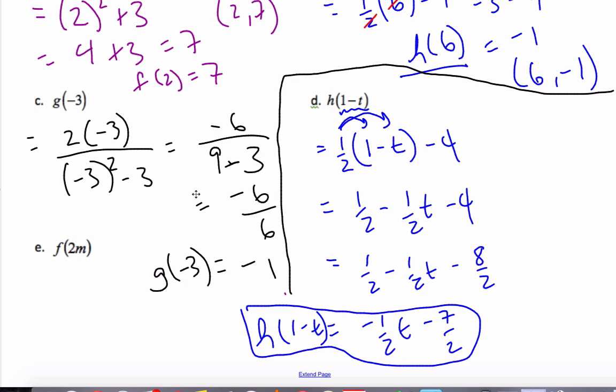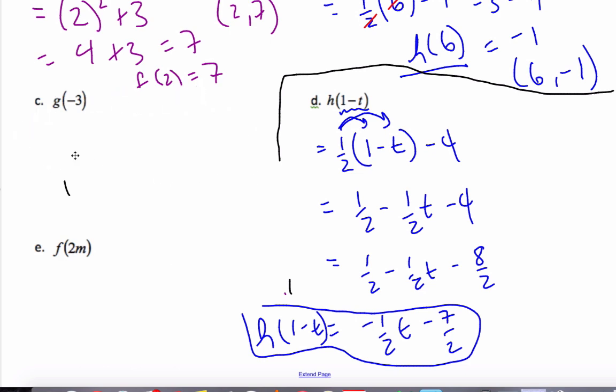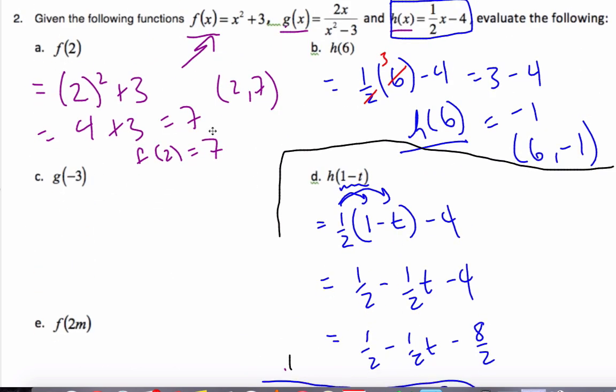Okay, so now we have one more to do. We have f. Let me get rid of some space. All right, so f now. Again, we have letters to play with, and we're going to put it into here. So our x value is now 2m. Okay, super. So that's my x value. So wherever I see an x, I write my 2m, so it's 2m squared.